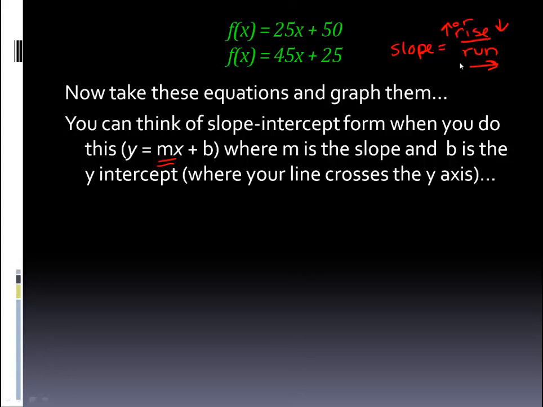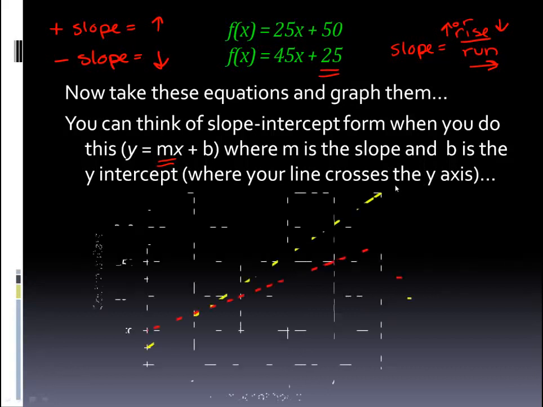You can do it a different way, but just for the sake of consistency, let's just say if it's positive, you go up. So we'll say positive slope, go up, negative slope, go down, and then always go right. And then b, this number here, is going to be the y-intercept, where your line crosses the y-axis.